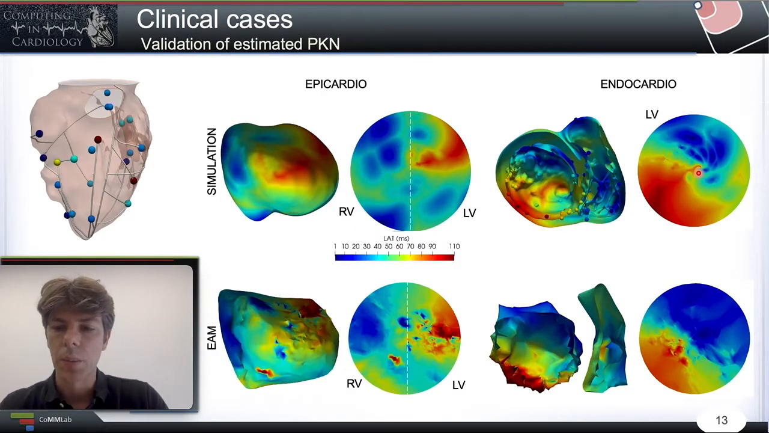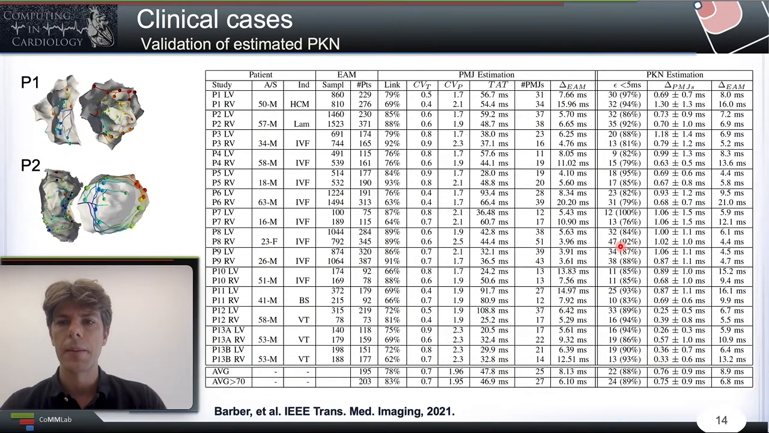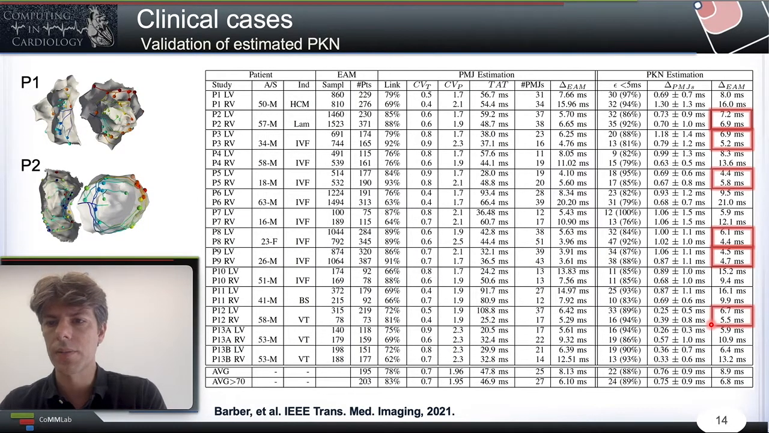We did the same for the real cases. This is the particular case of patient 12 with his Purkinje system structure and the location of the PMJs. And here you have the simulated epicardial and endocardial maps and the real ones obtained from the electroanatomical map. And you can see just visually that they resemble each other pretty much. Quantitatively, we did the same for all the cases, and here you can see the time errors between the real electroanatomical map and the estimated one, which were for these cases in the order of 4 to 7 millisecond errors.